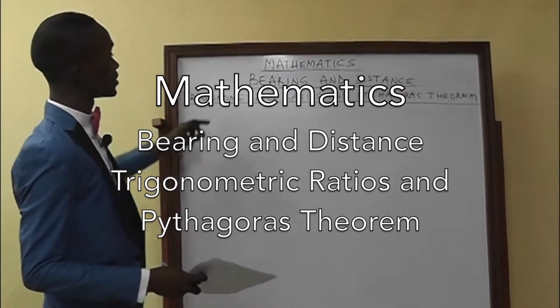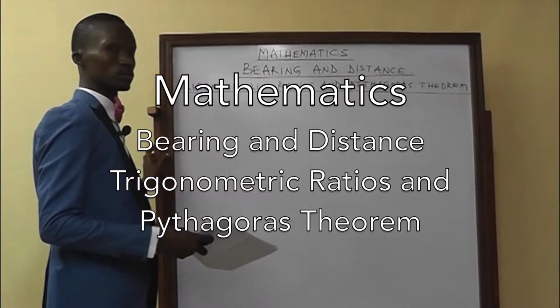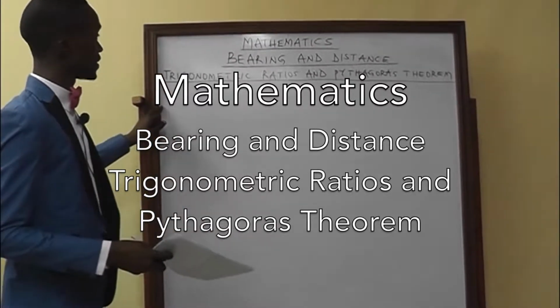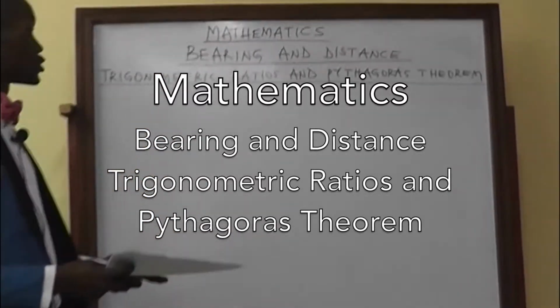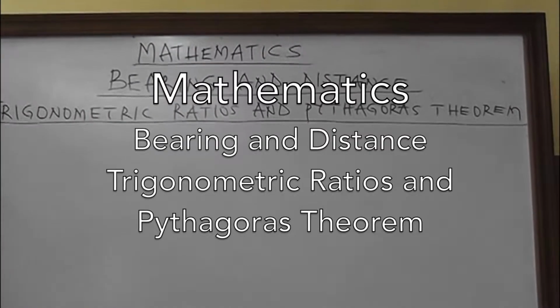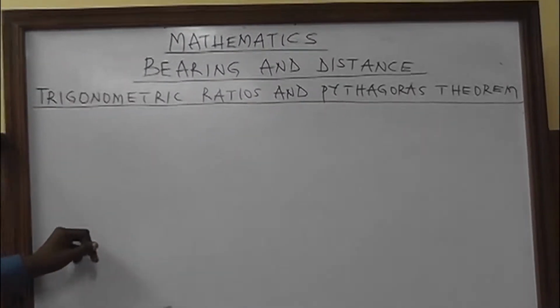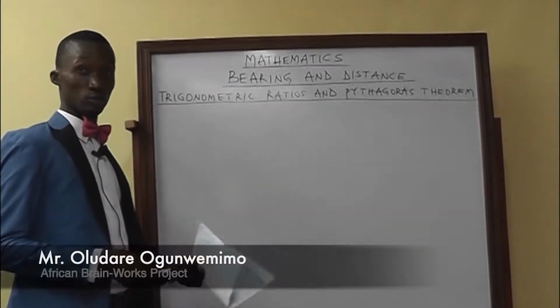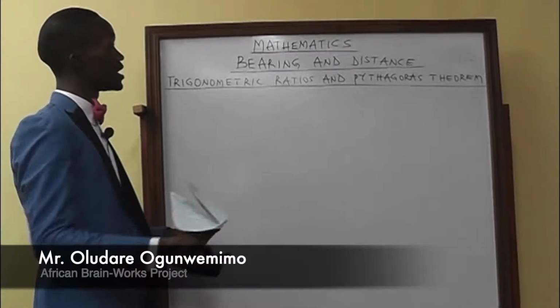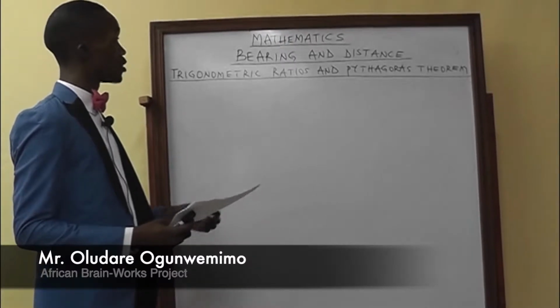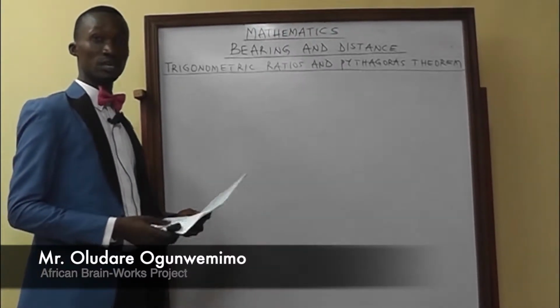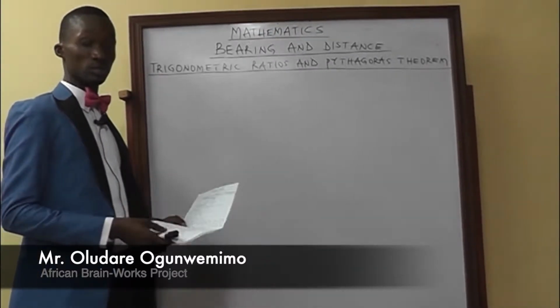We are looking at the topic bearing and distance. And the first topic we have under this is trigonometric ratios and Pythagoras theorem. There's no way we talk about bearing and distance and not talk about trigonometric ratio, because any real life application problem that we will come across under bearing will still take us back to trigonometry.